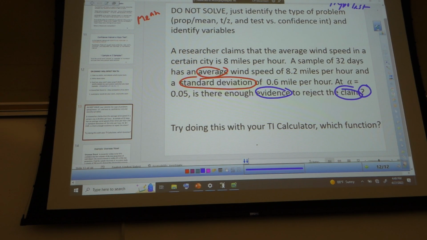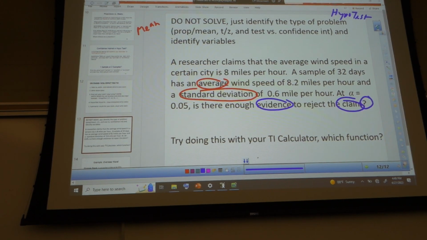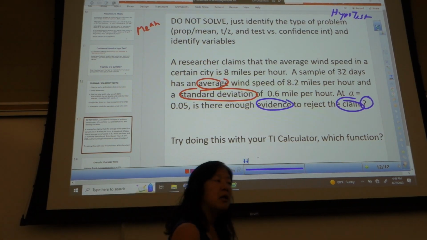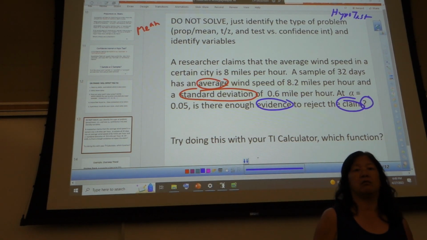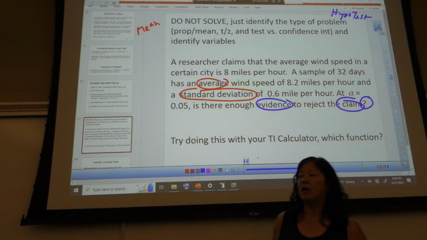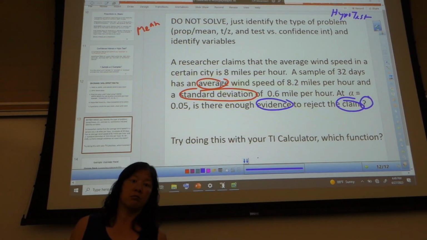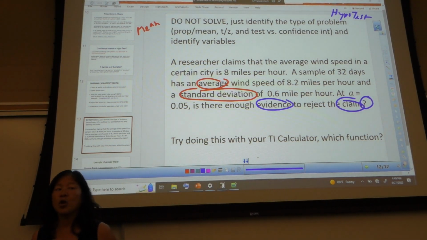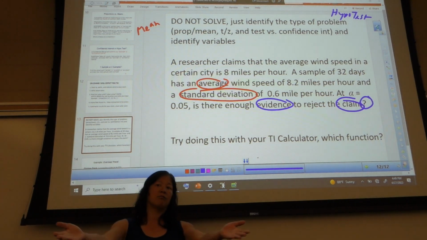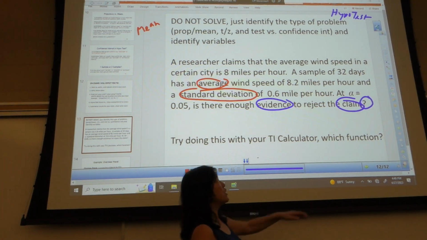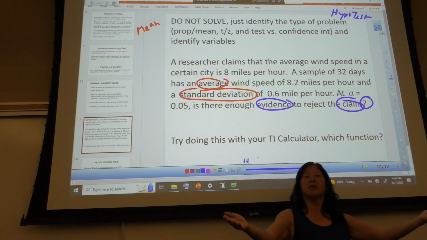All right, so which function am I going to use? T-test. Whenever it's a mean, remember mean, Mr. T? Means will always start with T. Proportions will always start with proportion. Does that make sense for folks? A test will always end with test. A confidence interval will always end with interval.